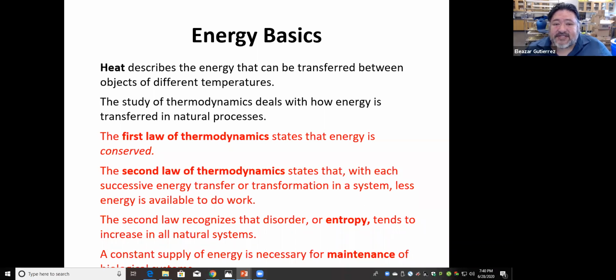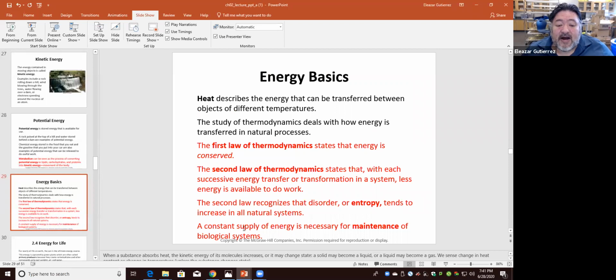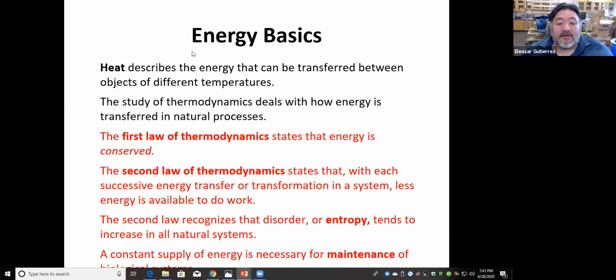That's the reason that you and I have to be eating all the time, because we have to continue to consume energy in order to maintain our biological system. So if we want to maintain our life, our order in our bodies, we have to continue to consume energy in order to maintain that order.